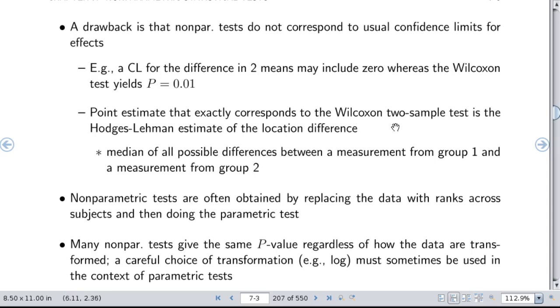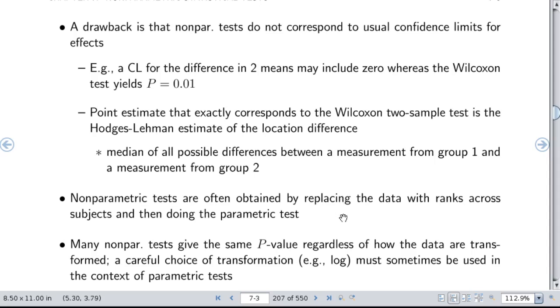The point estimate that exactly corresponds to the Wilcoxon two-sample test is not the mean and it's not the median, but it's the Hodges-Lehmann estimate of the location difference. So we're talking about the central tendency of the difference of two groups. And the Hodges-Lehmann estimate is the median of all possible differences between a measurement from group 1, or say treatment A, and group 2, or treatment B. So you calculate all possible pairs, all differences in all possible pairs from an observation from group 1 and an observation from group 2, and take the median of that. That is the Hodges-Lehmann estimate. That's what the nonparametric Wilcoxon test is corresponding to.